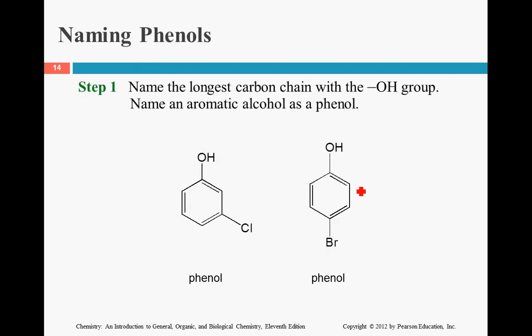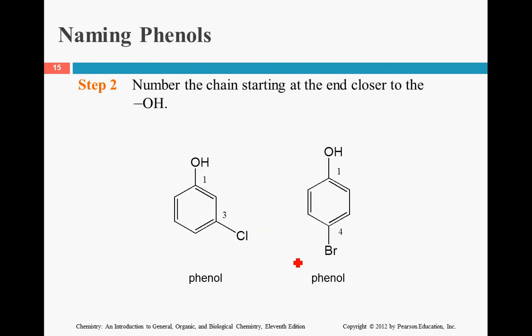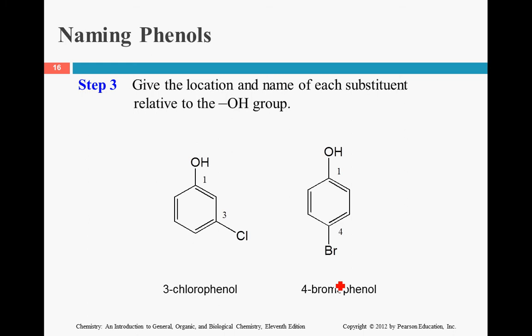So when we're naming it, you need to start with the longest chain. Well, for our purposes, the longest chain is going to include the phenol group, which is why phenol is in the name. However, in the process, you'll notice that we have other substituents. This one, for instance, is chloro. So we start counting from where the OH group is. 1, 2, 3. So on the third carbon of that benzene, there's a chlorophenol. This is a bromo. 1, 2, 3, 4. On the fourth carbon, there's a bromo group on the phenol. 3-chloro, 4-bromo.